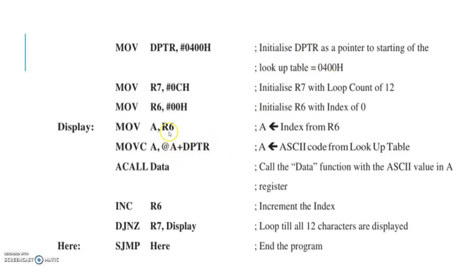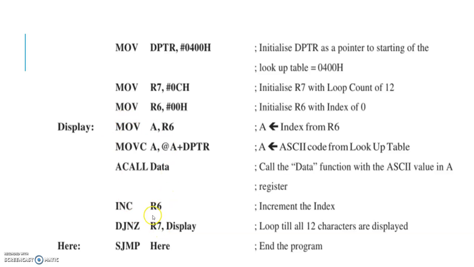A contains 0, the first value is 0, and 0 plus DPTR is pointing to the location 400 hex. So it takes the first value from 400 hex in the ROM, and we are calling the data function. The data function is called, and then increment R6, and decrement and jump if not zero, R7.